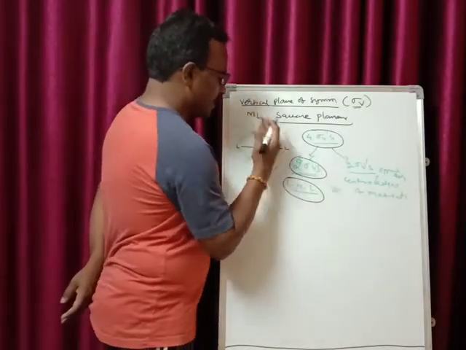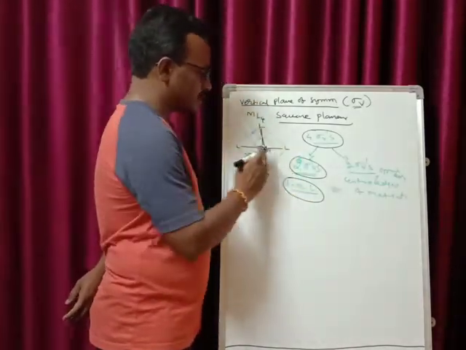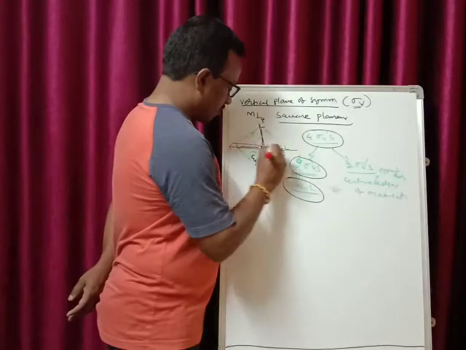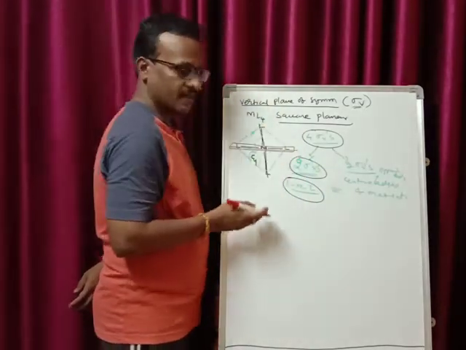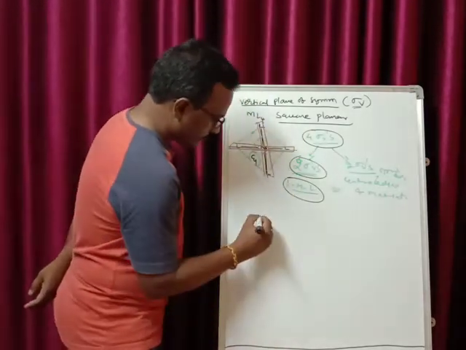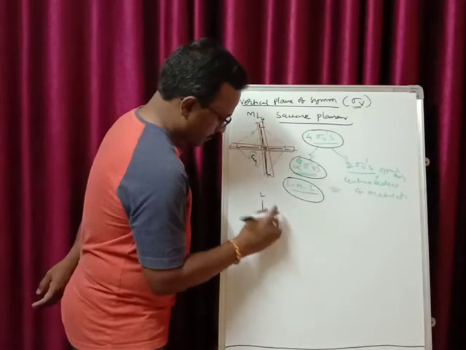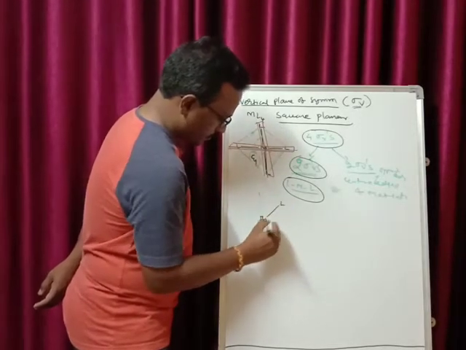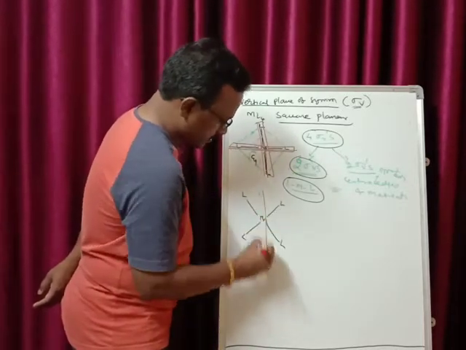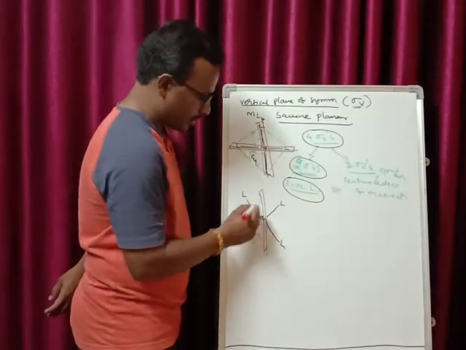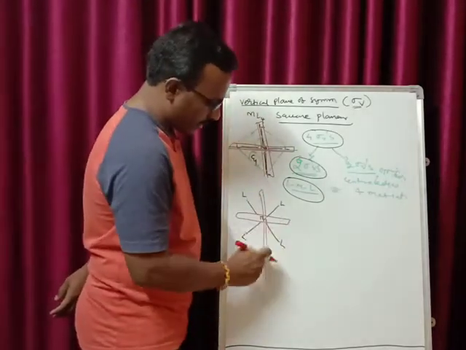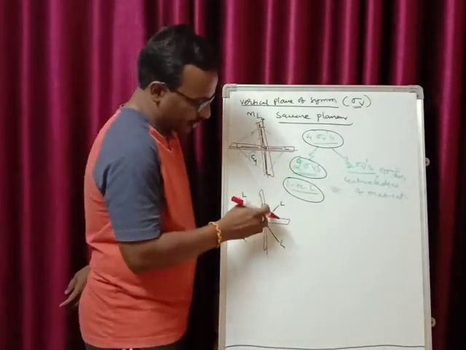So if you pass a plane like this, you get two equal halves. That is, if you cut the molecule like this, you get the first half and the second half. If you cut it like this, you have two equal halves. Similarly, if you cut it like this, or if you reflect along this particular plane, you have the two equal halves. If you reflect like this, you have two halves.